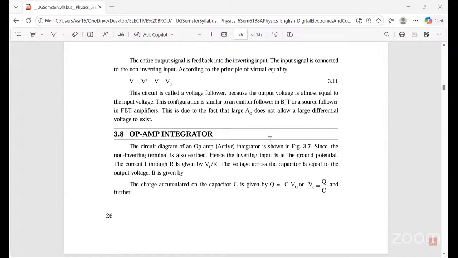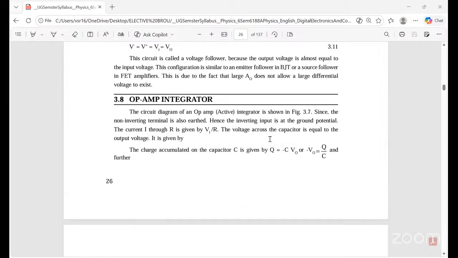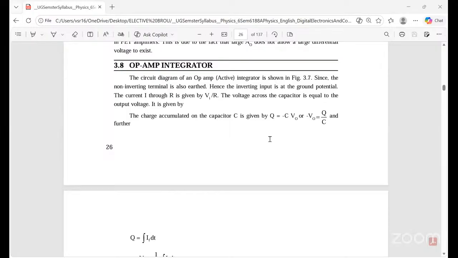Okay, next is the op amp integrator. Another most important one is the operational amplifier integrator. You can go for the integrator here.